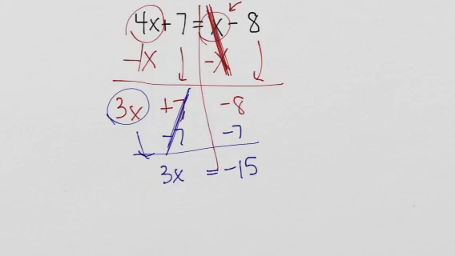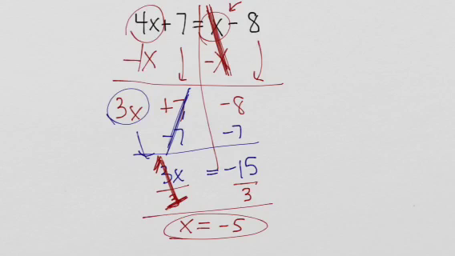And my last step, get rid of multiply with dividing. The number I'm trying to get rid of is a positive 3, so I divide by positive 3. Those two positive 3's divide out to make a 1, but when I write 1x, I don't write the 1. On the other side, a negative divided by a positive is a negative. 15 divided by 3 is 5.